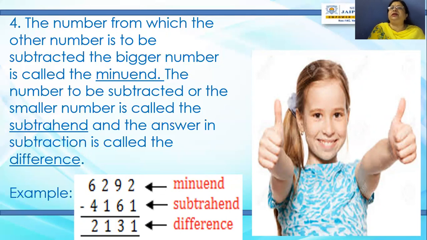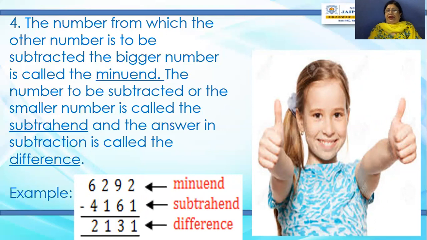The bigger number in subtraction is called the minuend. The number to be subtracted or the smaller number is called the subtrahend. And the answer in subtraction is called the difference. For example, the number is 6,219 rupees. That is the bigger number. What is the smaller number? The smaller number is 4,161. So the smaller number is called subtrahend.